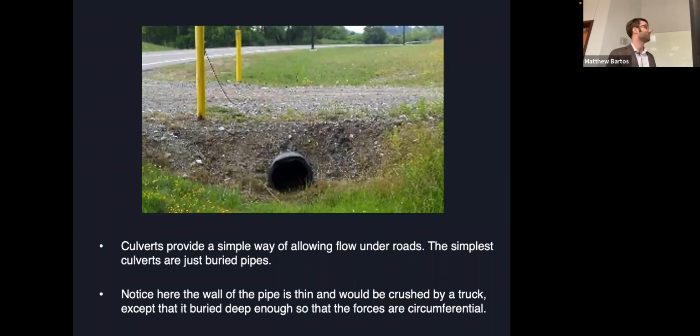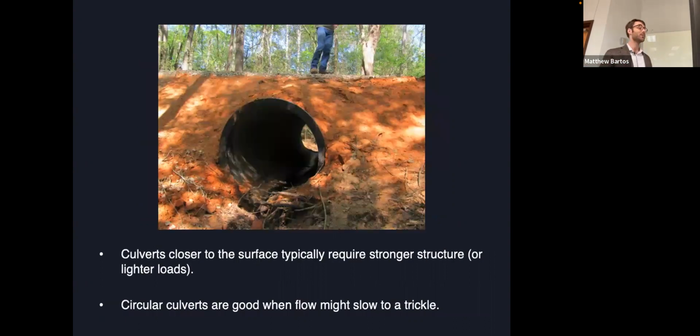The simplest culverts can be buried pipes like the one shown here. And note that the wall of the pipe here is rather thin. So this is a relatively small culvert. And the wall of the pipe can potentially be crushed by a truck. So it's often important to bury culverts below ground so that the forces are circumferential enough that the pipe doesn't get crushed. Culverts built close to the surface typically require a stronger structure like this one shown here, or just lighter design loads. We won't be getting too much into the structural properties of culverts, but it's an important thing to keep in mind.